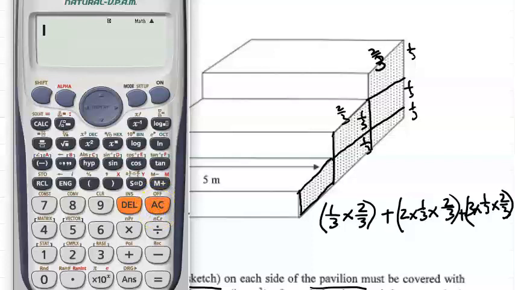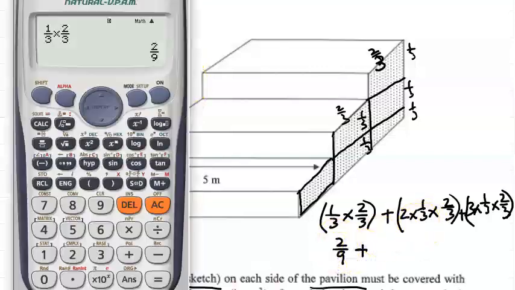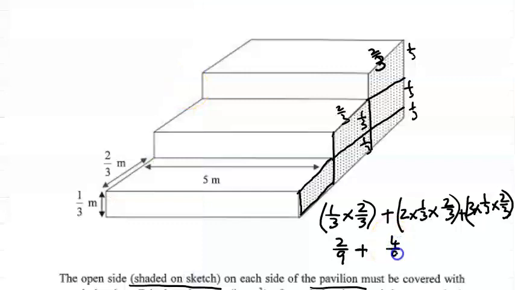So 1 over 3 times 2 over 3 is equal to 2 over 9. So that's 2 over 9. We didn't need a calculator there, right? And here we got 2 times 1 over 3 times 2 over 3, which equals 4 over 9, plus.